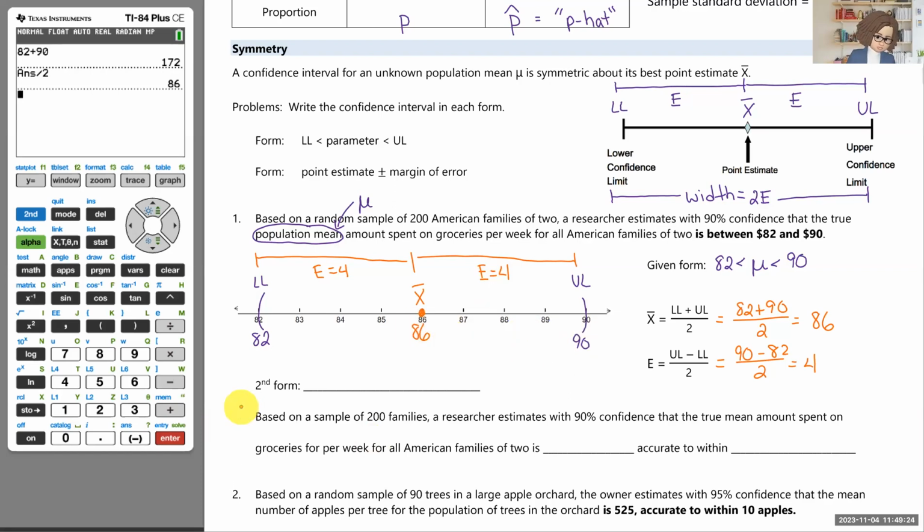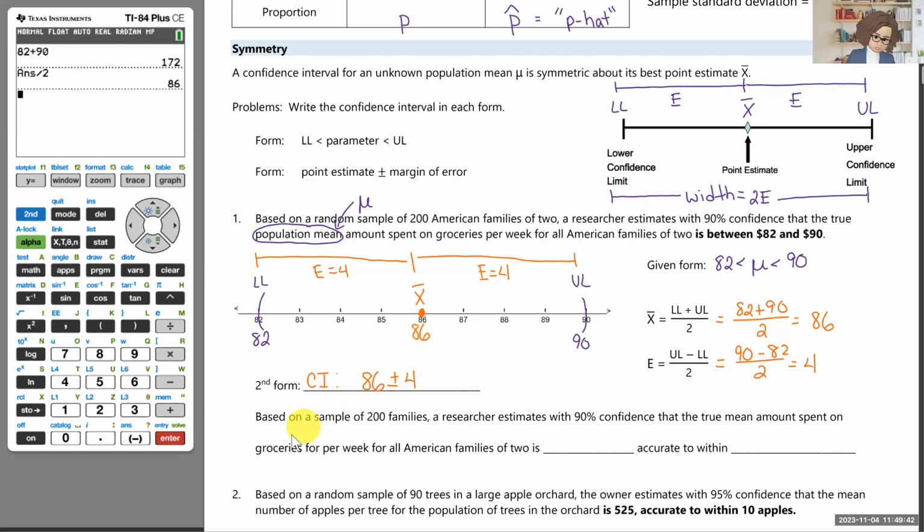All right, so that form of the confidence interval, we're just giving our point estimate, so $86. I'll put units in the sentence in a moment, but that's $86 plus or minus $4.